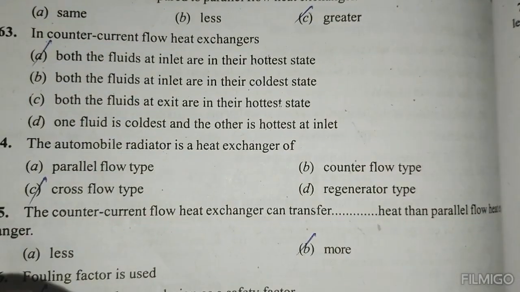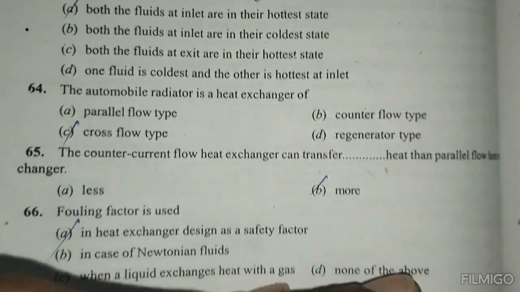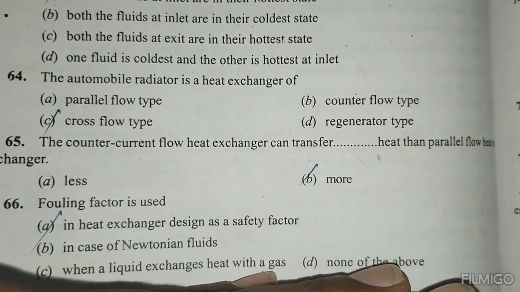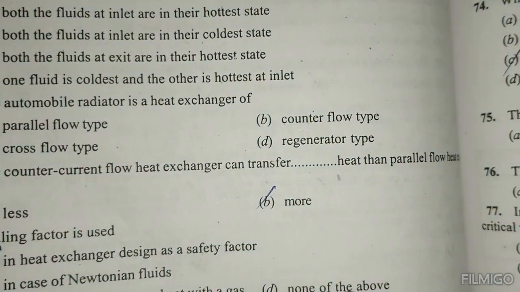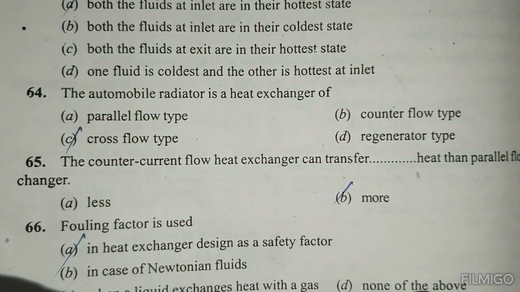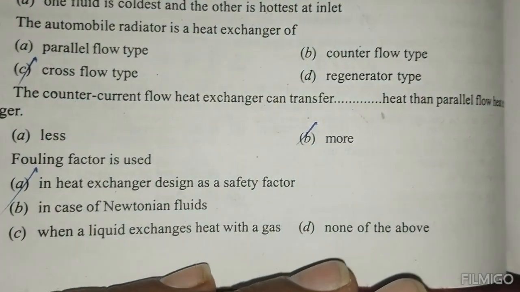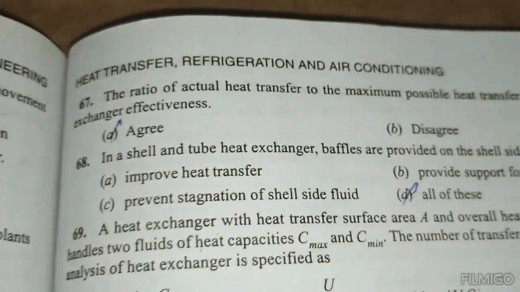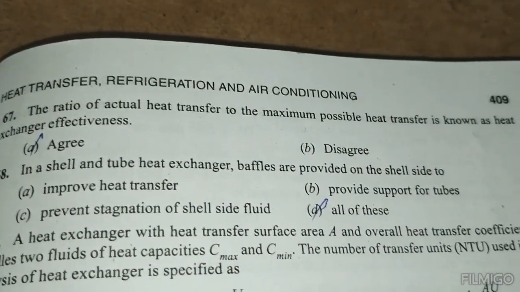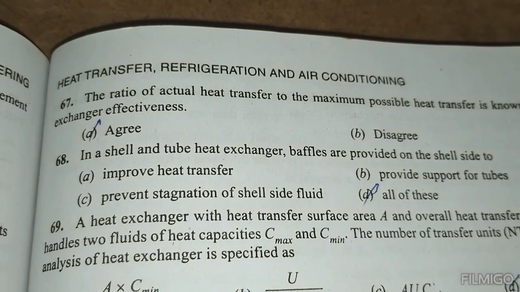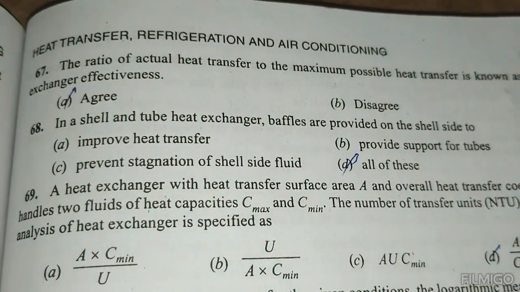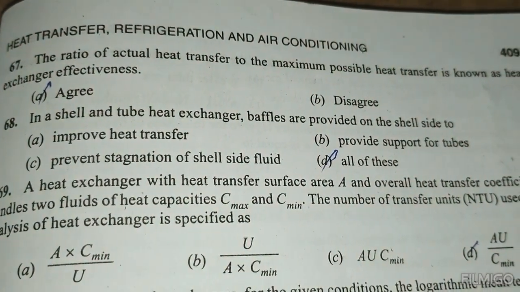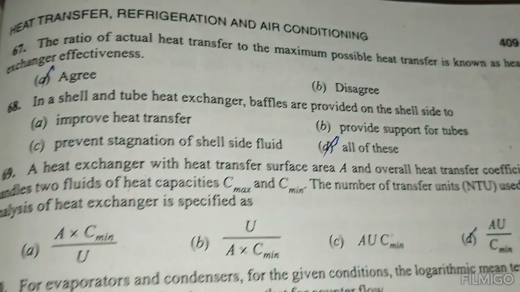The automobile radiator is a heat exchanger of cross flow type. The counter current flow heat exchanger can transfer more heat than a parallel flow heat exchanger. The following factor is used in heat exchanger design as a safety factor. The ratio of actual heat transfer to the maximum possible heat transfer is known as heat exchanger effectiveness. In a shell and tube heat exchanger, baffles are provided on the shell side for all of this.